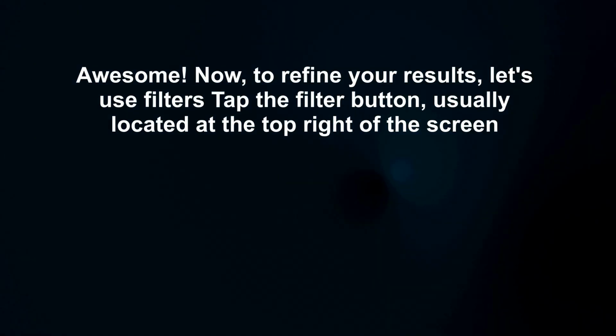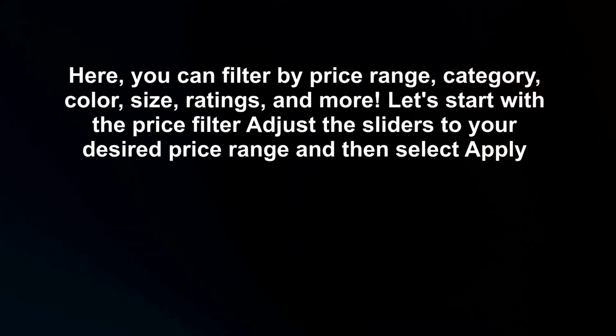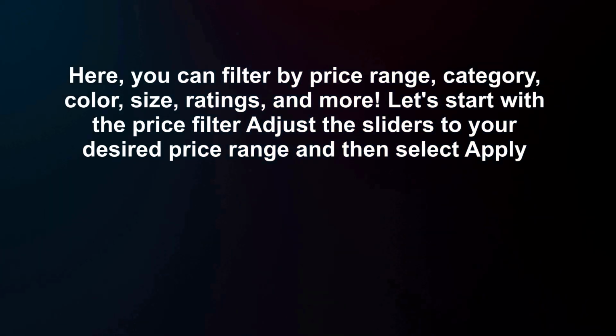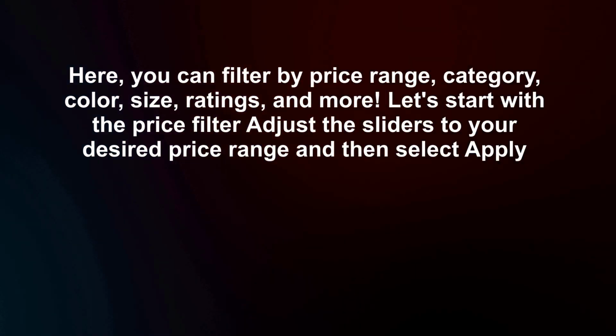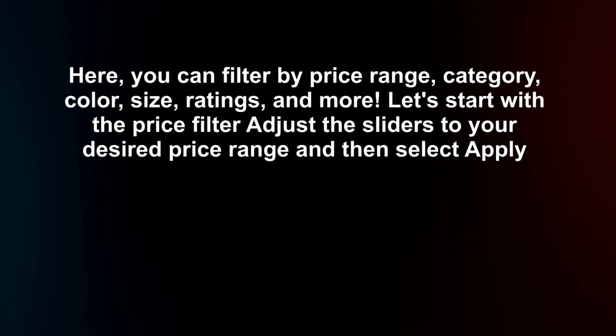Tap the filter button, usually located at the top right of the screen. Here, you can filter by price range, category, color, size, ratings, and more. Let's start with the price filter. Adjust the sliders to your desired price range and then select apply.